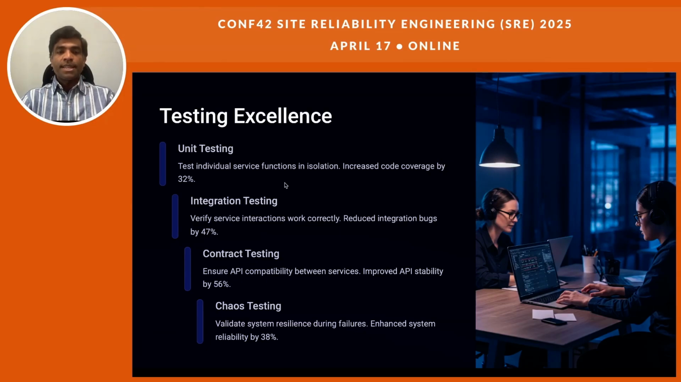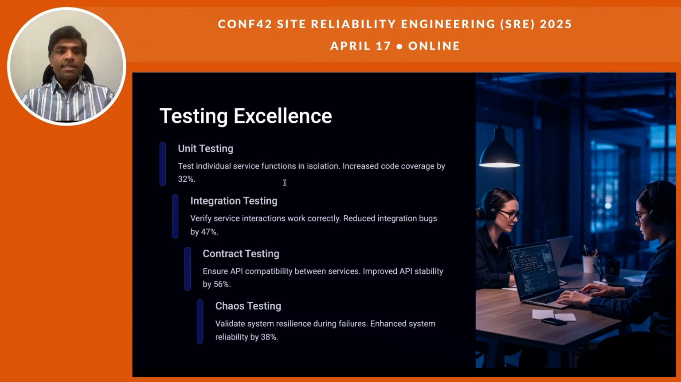Building on unit testing, integration testing basically verifies how services work together when they are deployed together as a whole to deliver seamless functionality. Integration testing checks the compatibility and correctness of communication protocols, data flows, and shared APIs between services. So it reduces integration bugs by almost 47%.